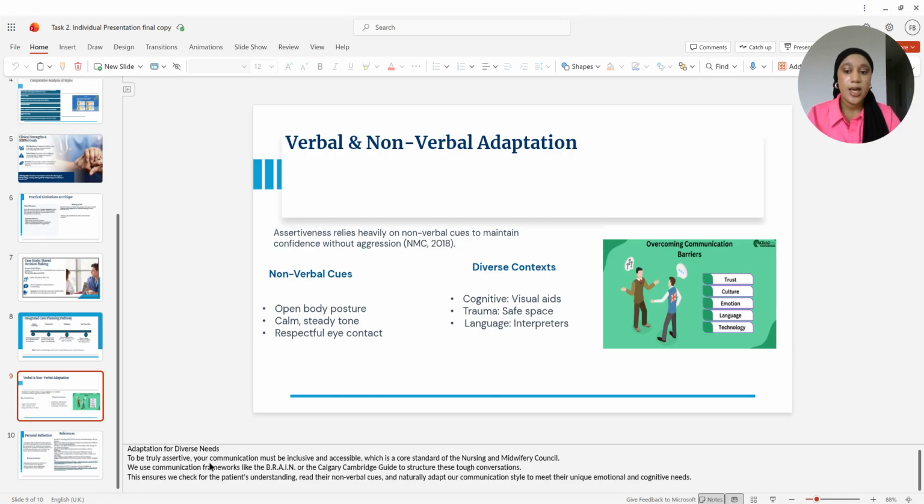Next slide. Adaptation for diverse needs. To be fully assertive, your communication must be inclusive and accessible, which is a core standard of the Nursing and Midwifery Council. We use communication frameworks like the BRAIN or the Calgary Cambridge guide to structure these tough conversations. This ensures we check for the patient's understanding, read their non-verbal cues, and naturally adapt our communication styles to meet their emotional and unique cognitive needs. Next slide.